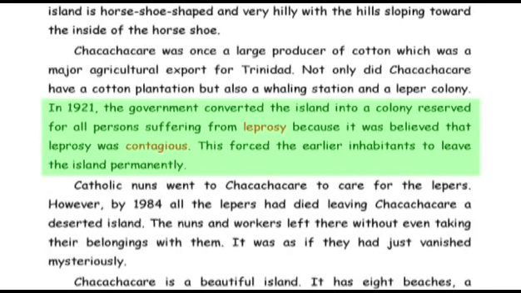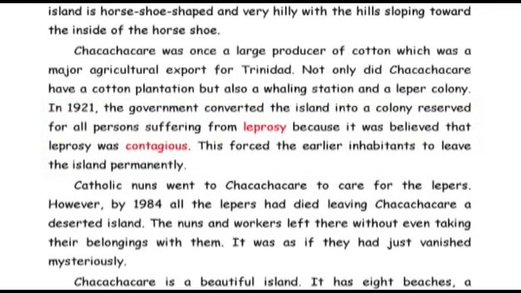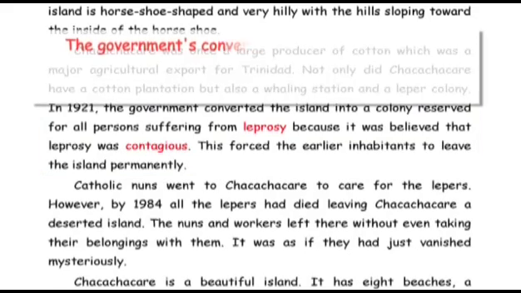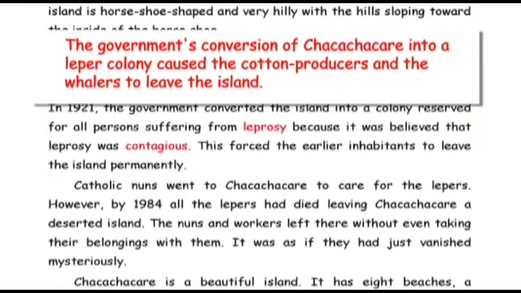In 1921, the government converted the island into a colony reserved for all persons suffering from leprosy because it was believed that leprosy was contagious. This forced the early inhabitants to leave the island permanently. So, your answer could read, the government's conversion of Shakashakari into a leper colony caused the cotton producers and the whalers to leave the island.